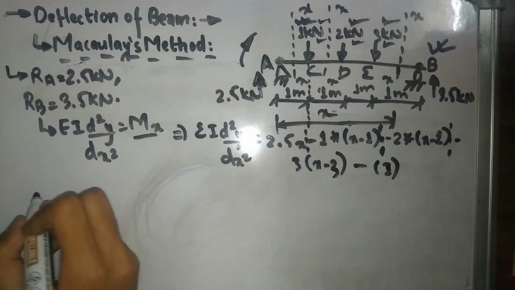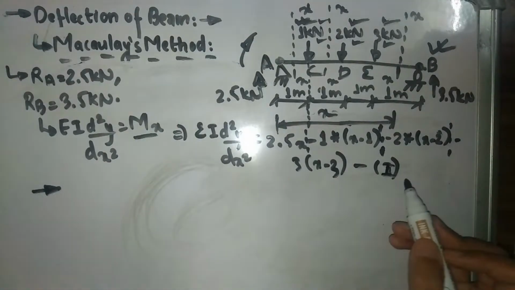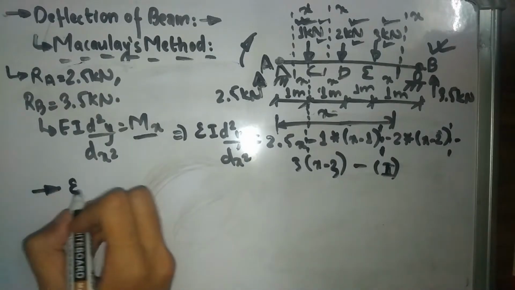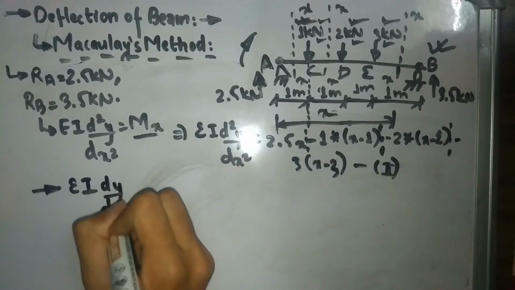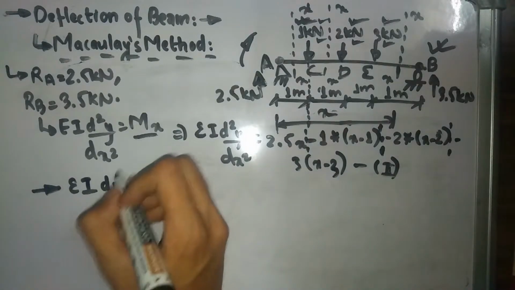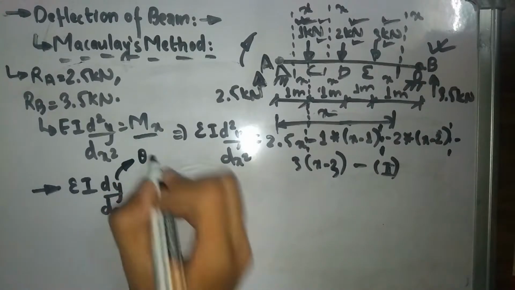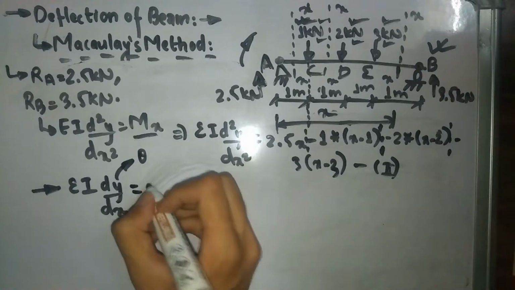So first, we're going to simply integrate our equation. EI d square y by dx square means, on integrating, dy by dx. This is our slope theta. Our slope theta is denoted as dy by dx, equal to 2.5.